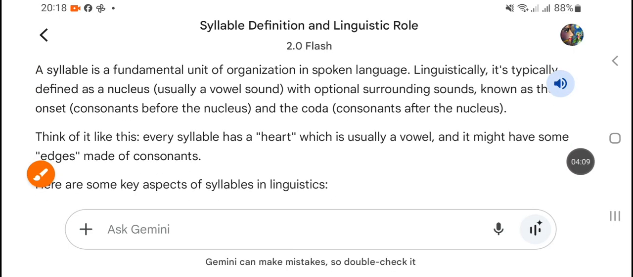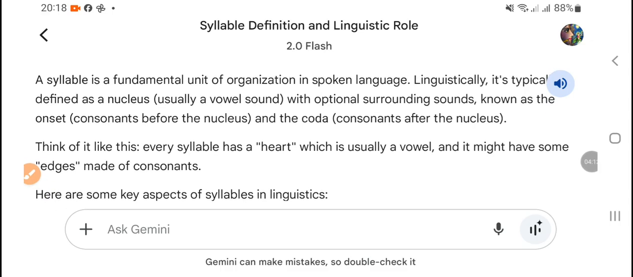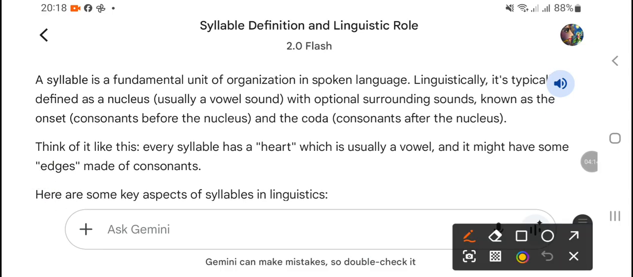So let us see again what is syllable. According to this definition, syllable is linguistically a nucleus, right, with optional surrounding. Both the Cs are not necessary. C means consonant. The consonant before the nucleus is called onset, and the consonant after the nucleus is called coda. This is the definition.